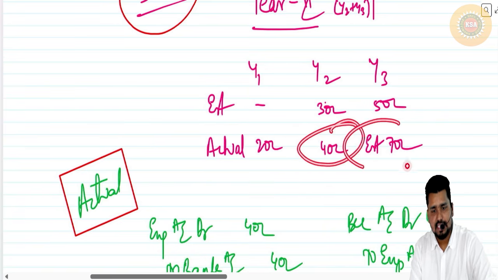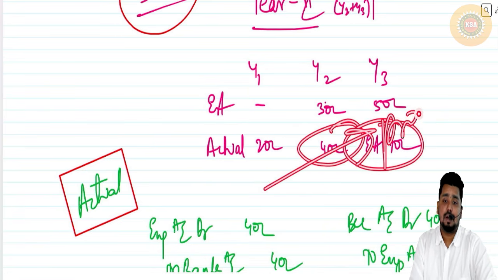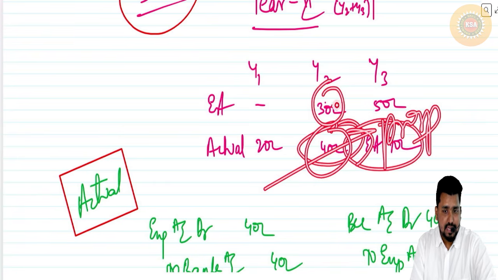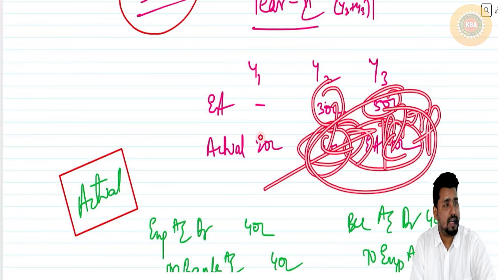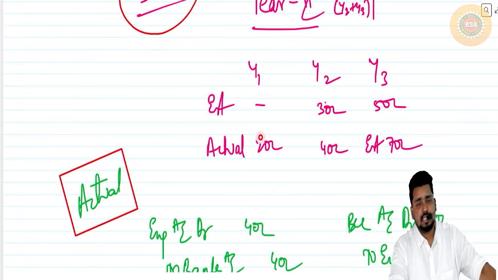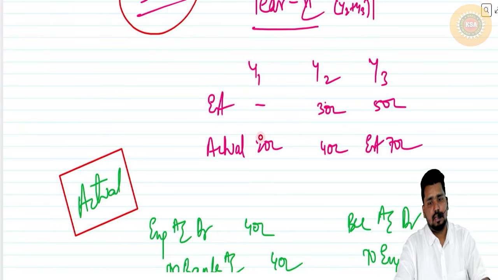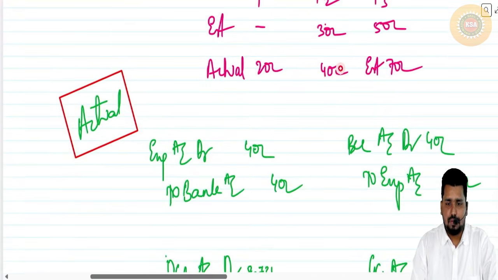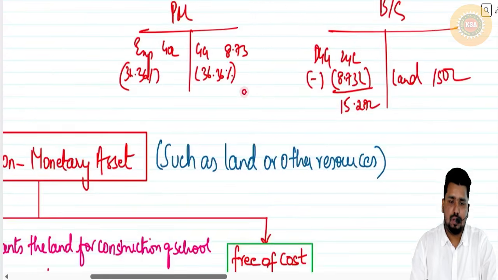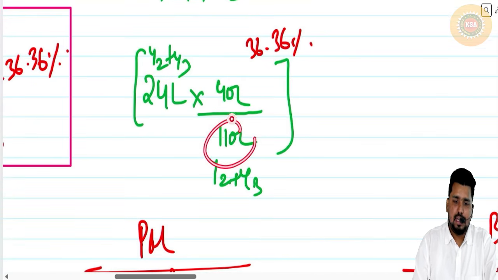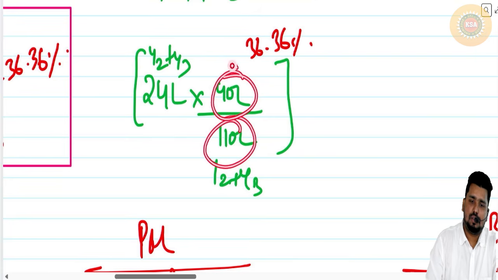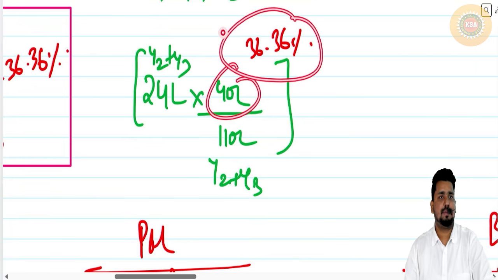70. All changes in accounting estimate should be accounted prospectively. This is an estimate changed. Changes in accounting estimate are always on prospective or retrospective basis? Prospective. So from now onwards you have to change. So 40 and 70 total comes to 110. In that, how much am I spending in year 2? 40. So what percentage? 36.36.